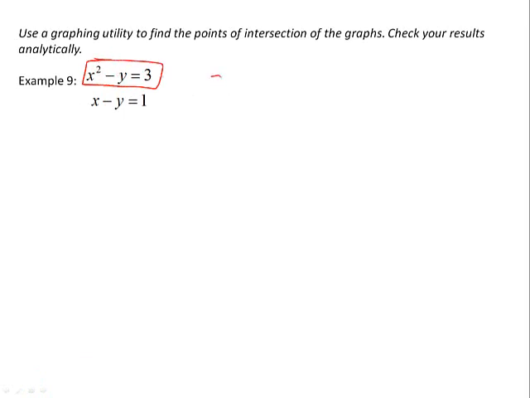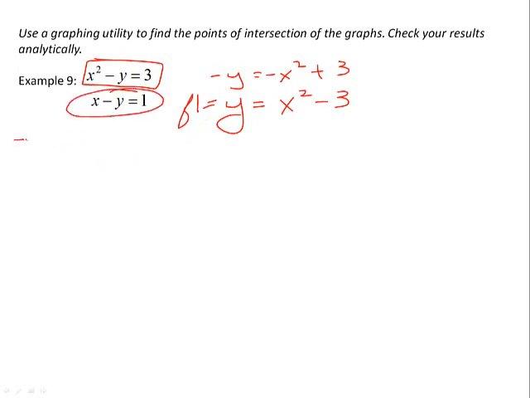I'm going to go ahead and subtract the x squared, and then I'm going to divide by the negative 1. So it's going to be x squared minus 3. So that one I'm going to put into my F1 function in my calculator. Now I'm going to solve this one for y equals, so I'm going to move my x over by subtracting, and then divide by negative 1. And then this is going to go into the F2 part of my calculator.